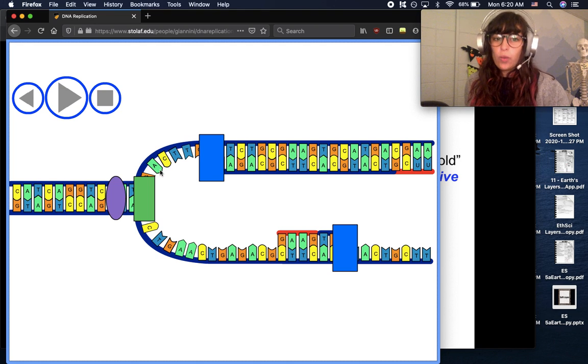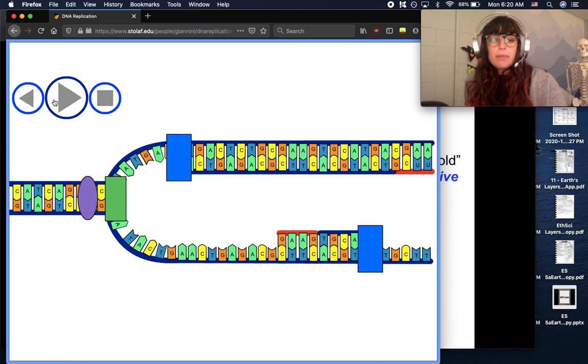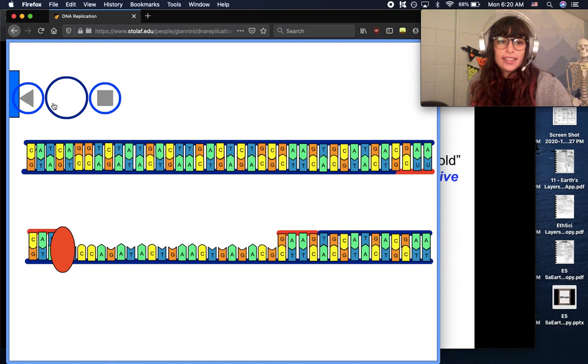And last one, what will this adenine be paired with? Be careful, it's DNA, so our answer is going to be thymine. If it was RNA, it would be uracil, right? Let's keep going until we get all the way to the end.